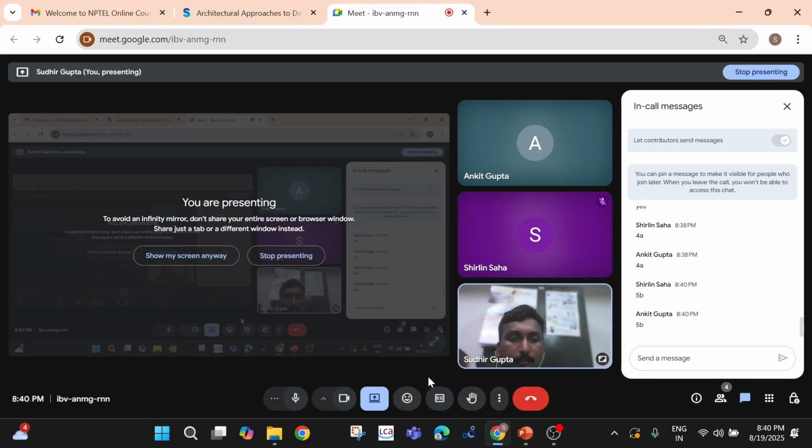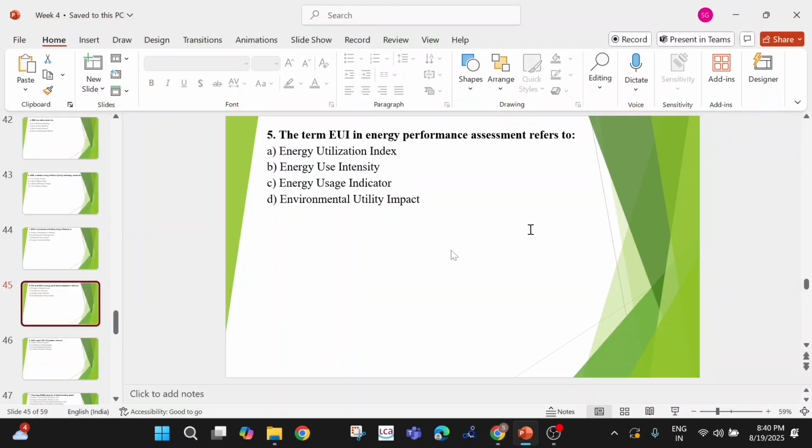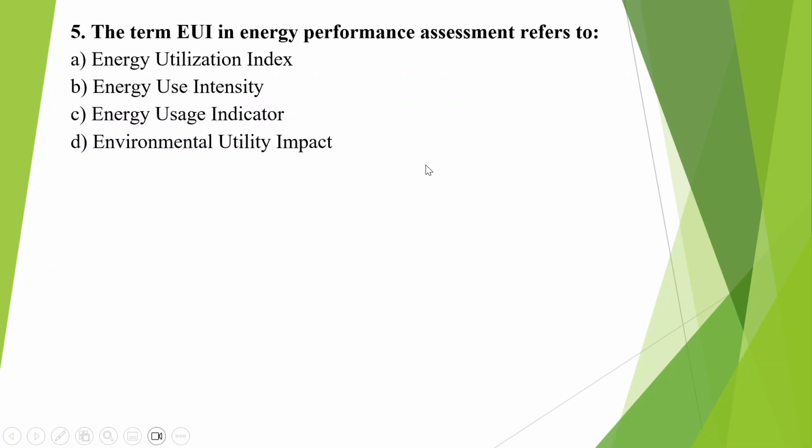So as I can see, Celine is the first to answer, and along with Ankita, have opted for option B. B they have opted, but B is not the correct answer for this question. Okay, so it is talking about energy use intensity. So yes, both of you have answered it correctly. When you are talking about energy performance assessment, B is the correct answer for question number 5. So let me correct myself. All of you were correct, and the other options were energy uses indicator, environmental utility impact, or energy utilization index. Out of these four, B was the correct answer, and you have answered it correctly.